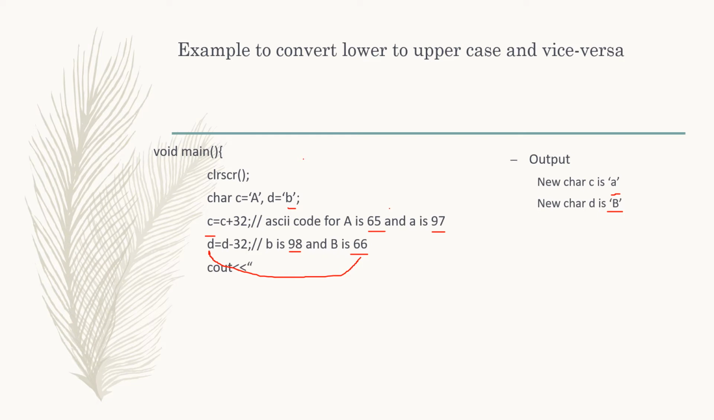So when I do cout, the new character c is, what will it be? Small a. And cout, the new character d is going to be capital B. I hope you all have understood. So you have to remember the number 32, that is the difference between the lowercase alphabet and the uppercase alphabet.